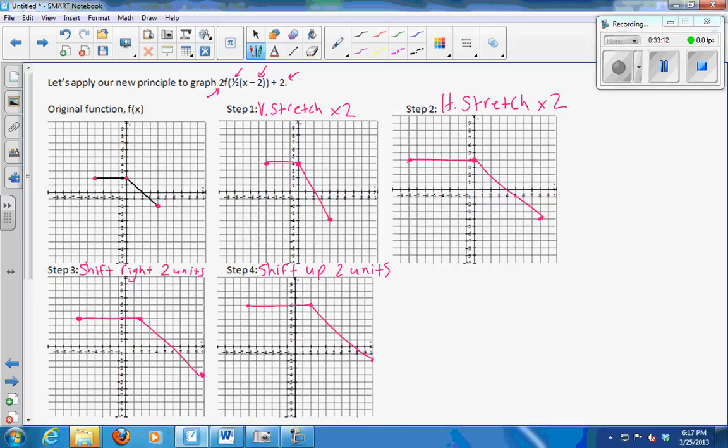And there's my final graph. This is the function y equals 2 times f of 1/2 x minus 2, plus 2. So you just do each transformation one at a time. Only rule is that you have to change shape before you shift.